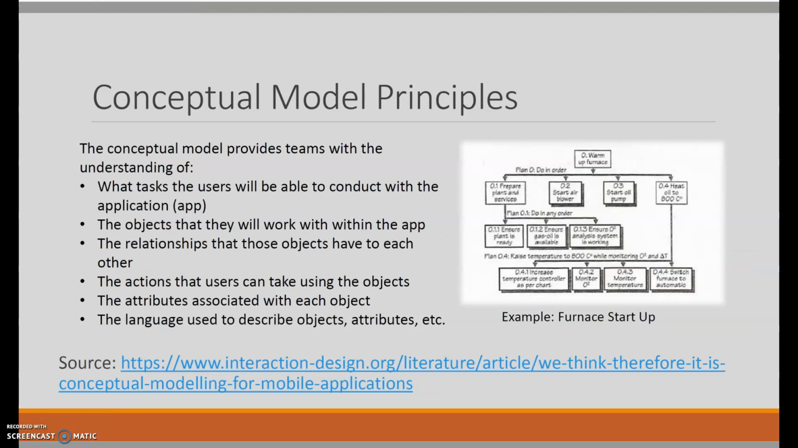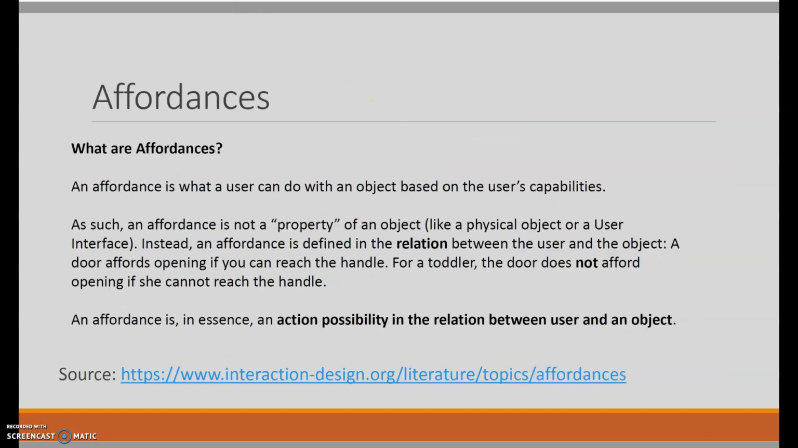Now, here's some further model principles for you to consider. So here's an example of how a furnace would be started up, and you can look at this diagram. But it does provide teams with the understanding of what tasks the users will be able to conduct, the objects that they will work with in the app, the relationships those objects have to each other, the actions a user can take, the attributes associated with each object, and the language or terminology. So these are the overall principles you want to keep in mind as you go through the development of your conceptual model for your prototype.